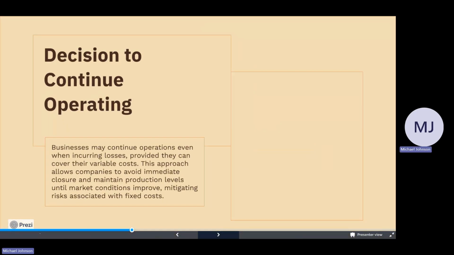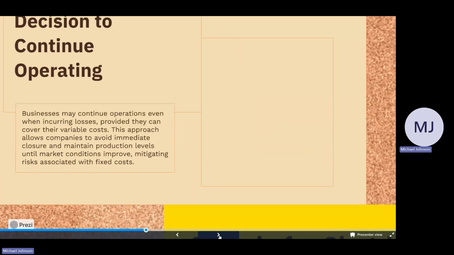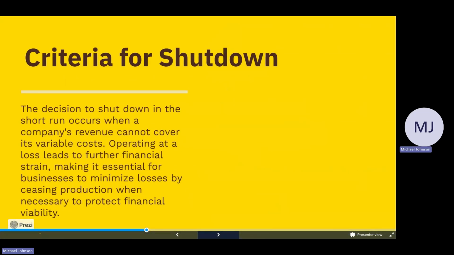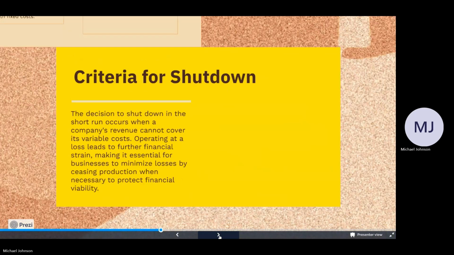Decision to continue operating. Businesses may continue operations even when incurring losses, provided they cover their variable costs. This approach allows companies to avoid immediate closure and maintain production levels until market conditions improve, mitigating risks associated with fixed costs. The decision to shut down in the short run occurs when a company's revenue cannot cover its variable costs. Operating at a loss leads to further financial strain, making it essential for businesses to minimize losses by ceasing production when necessary to protect financial viability.